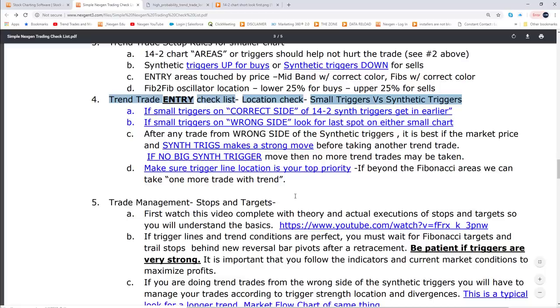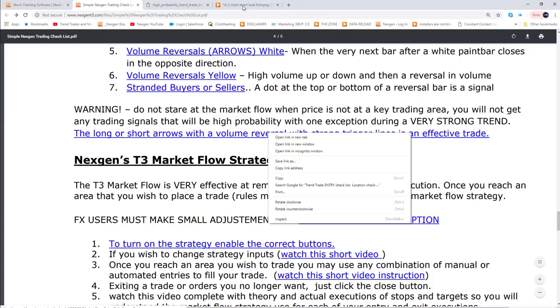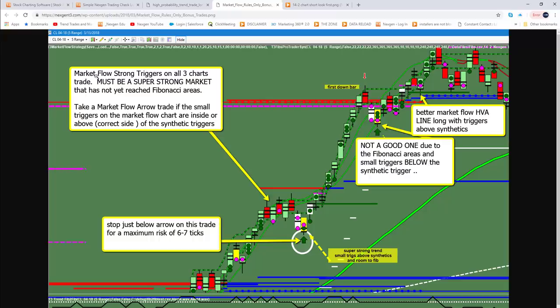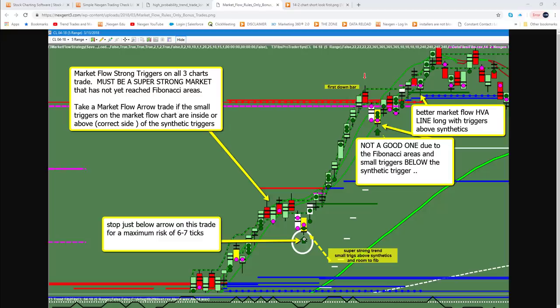Remember the one strong trade that we have? So this is the exception trade. If you've got a very, very strong market and all of the triggers on all of your charts are going up, and you haven't reached Fibonacci resistance, and you get a market flow long signal, you can take that trade. You guys remember that one? That's the exception. That's the extra trade that you get with your market flow.